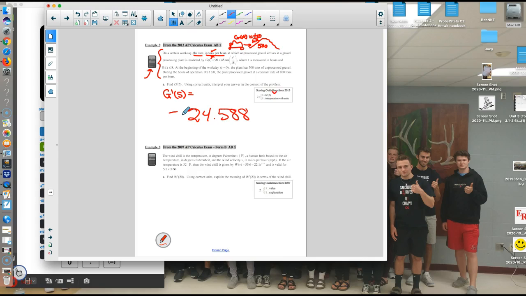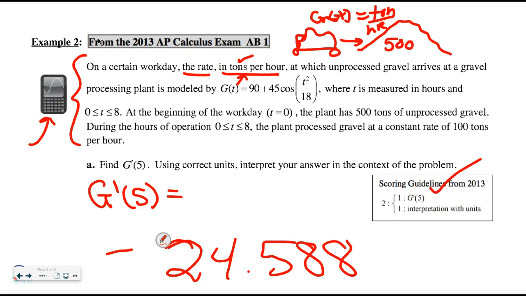588. All right, that's my first point. That was easy, right? Because my calculator just did it. So that was an easy point, right, Sam? Now, it also says that I'm supposed to use correct units.